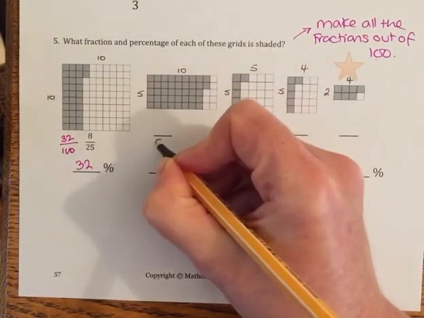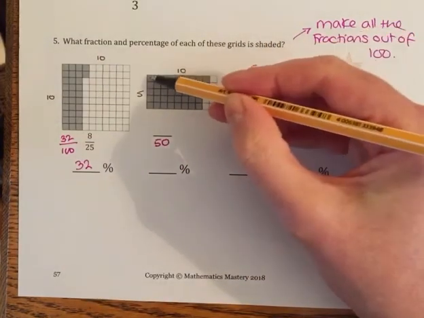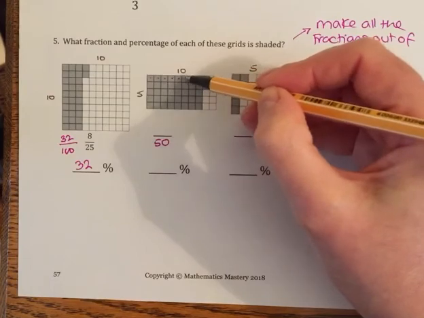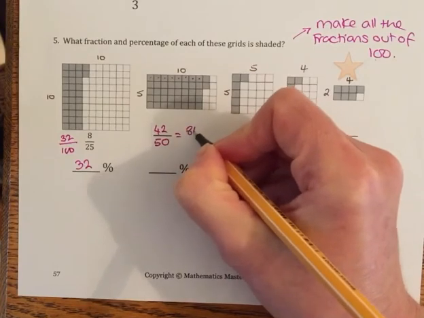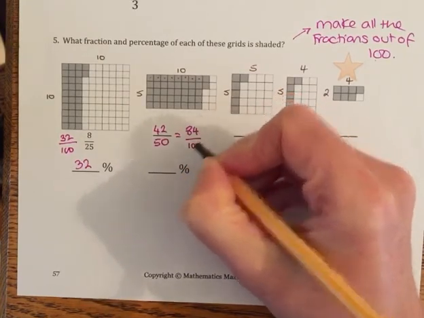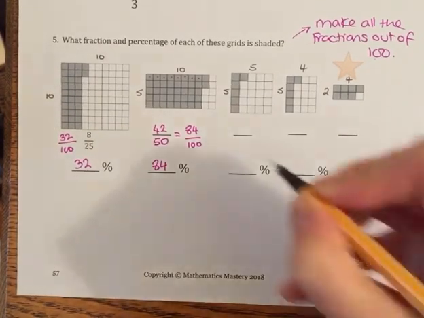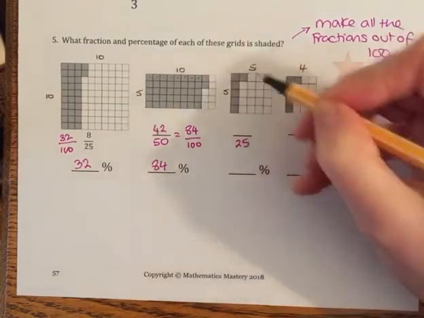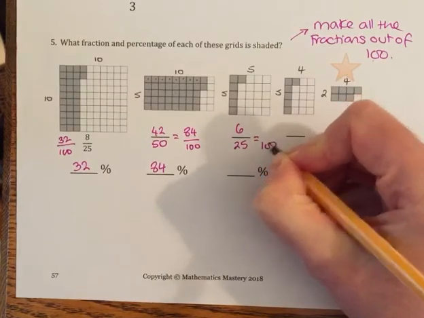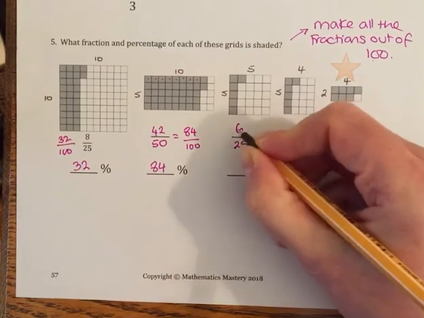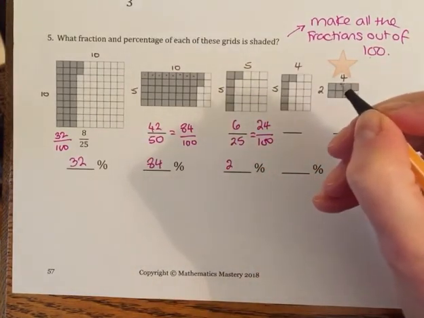Now this one is out of 50 because I've got 5 down, 10 across. And if you look at it, I've got 5, 10, 15, 20, 25, 30, 35, 40, 42 out of 50, which is the same as having 84 out of 100 because I've doubled the top and bottom, which is 84%. This one is out of 25. 5 times 5 is 25. I've got 6 squares. So if I want to make that out of 100, I times 25 by 4. So I times 6 by 4 and I get 24. So I've got 24%.